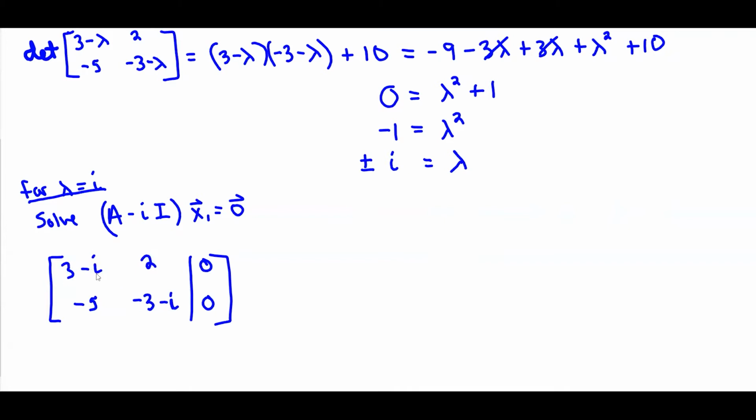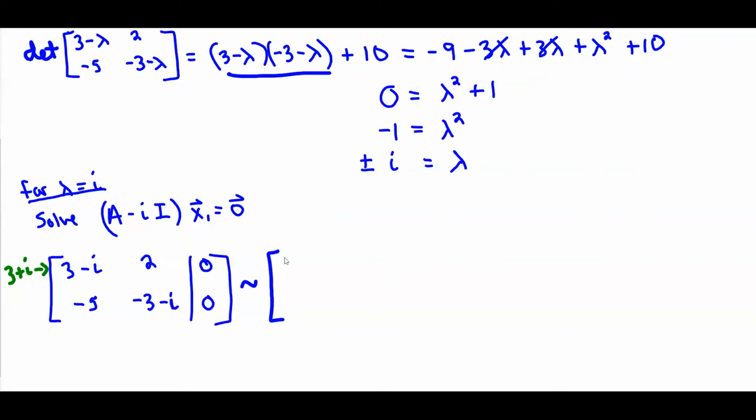So first I want to make this entry a 1. So I'm going to first turn it into a real number instead of an imaginary number. So I'm going to multiply this row by the complex conjugate, 3 plus i. That's going to make this entry in my new matrix a real number. So let's multiply these. You have to foil it out, just like we did up here, right?